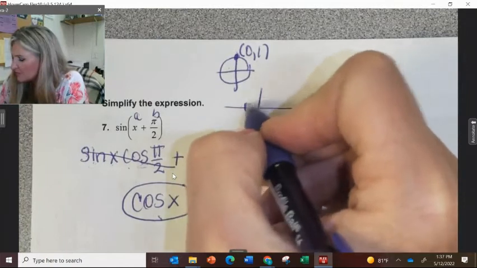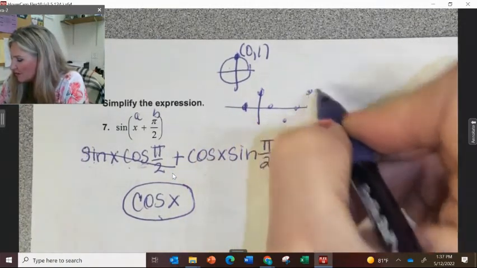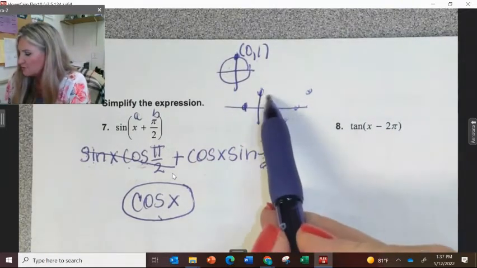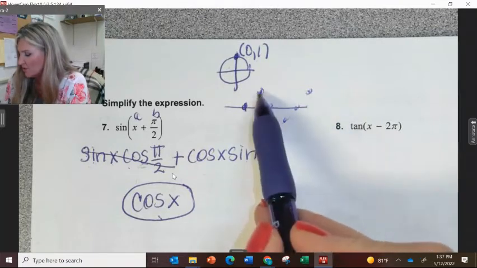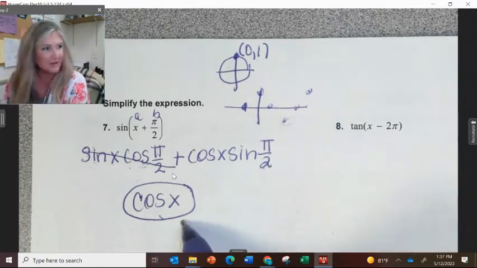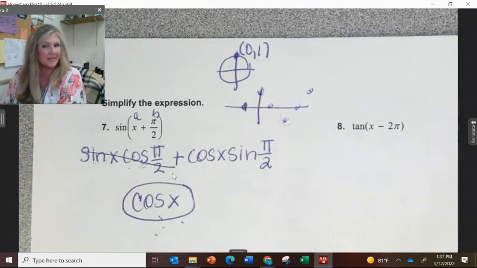So I would do my key points, 0, 1, 0, -1, 0, 1, etc. What is this new graph with a shift of 1, 0, -1, 0, 1? What's that? Cosine. See how it's really the same thing. Okay, that's what we're doing.